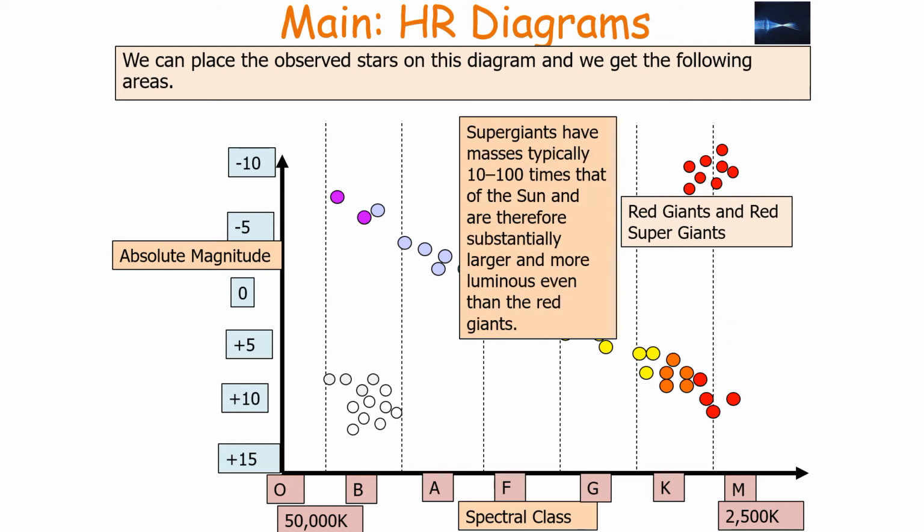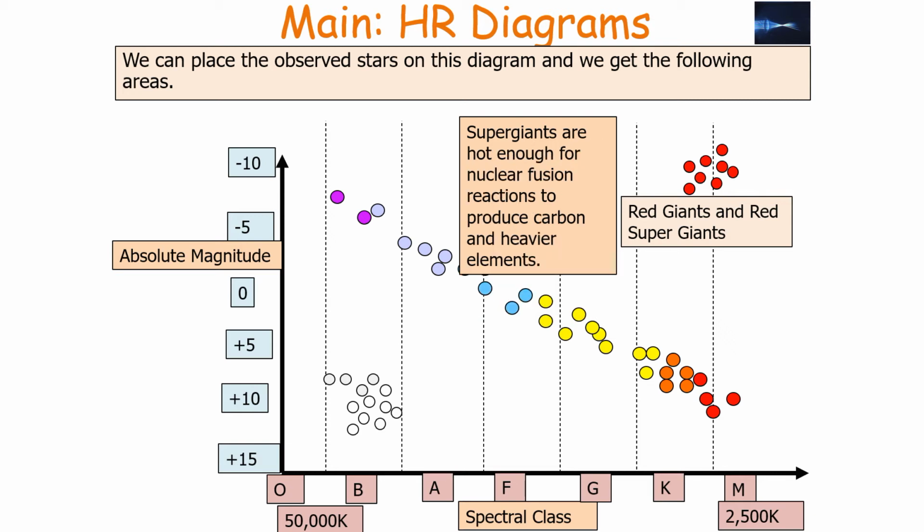is happening here. Now, supergiants are approximately 10 to 100 times larger than the mass of the sun, and are substantially larger and more luminous than even red giants. Now, supergiants are hot enough for nuclear fusion to produce carbon and the heavier elements.